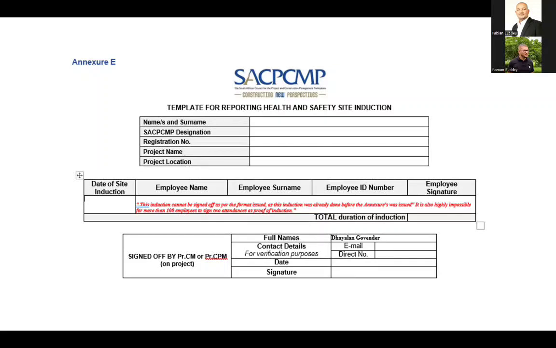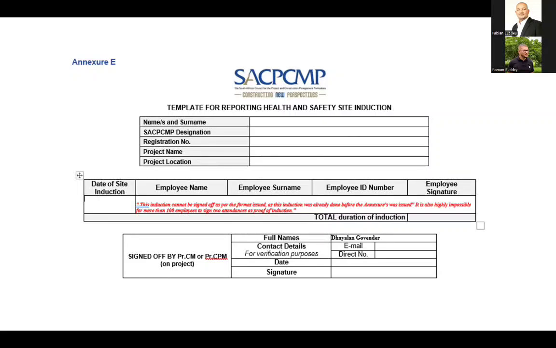Date of site induction. Now as you can see, there's 1, 2, 3, 4, 5 columns. Dates of site induction, employee name, employee surname, employee ID number, employee signature. Please, I just want to highlight something. We do not use these templates when we present inductions as a company. You can either decide for yourself if you want to include this.